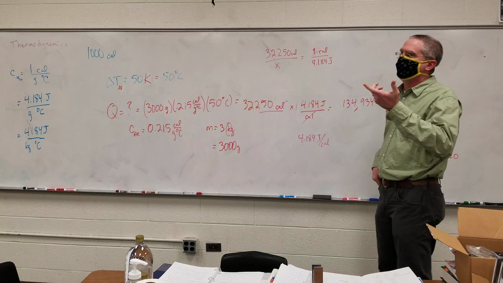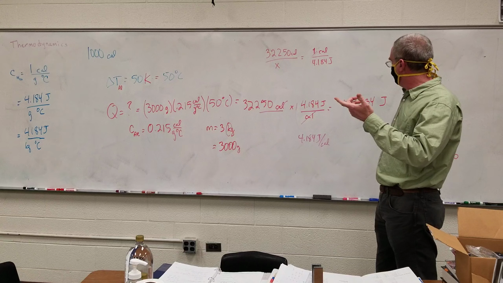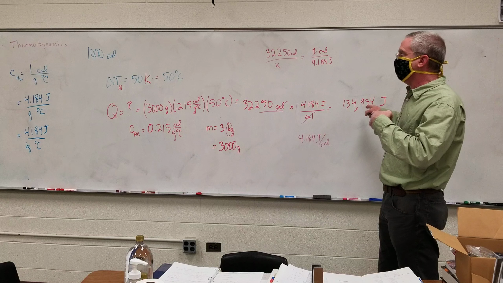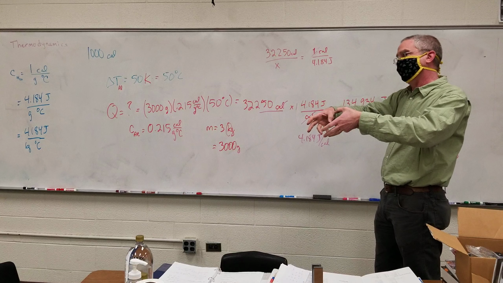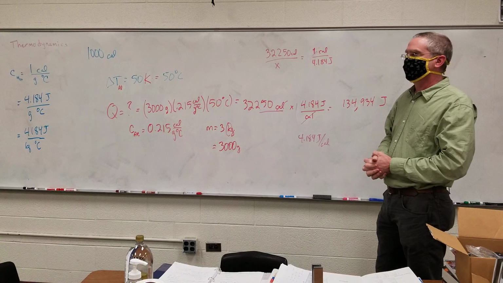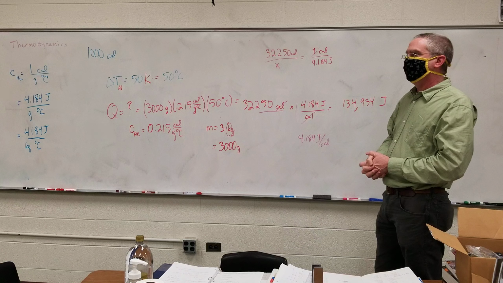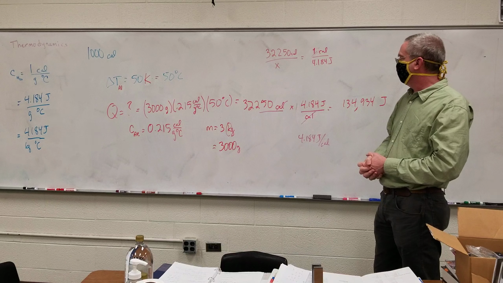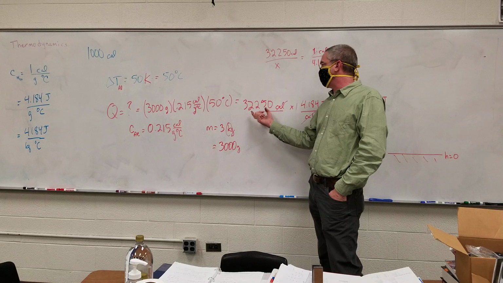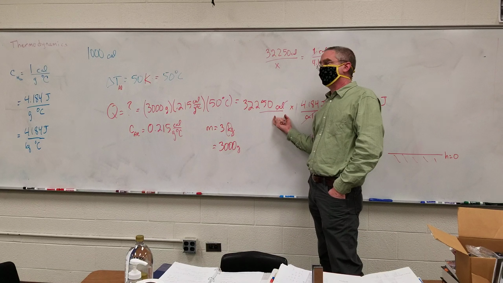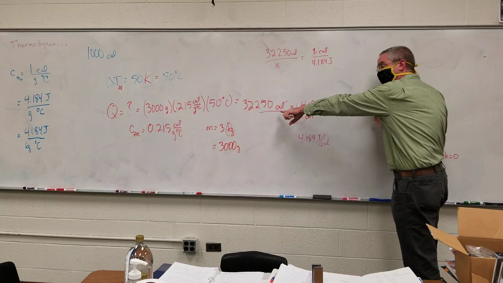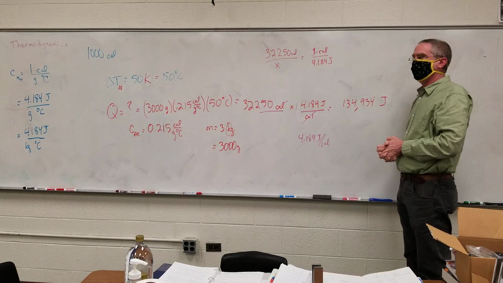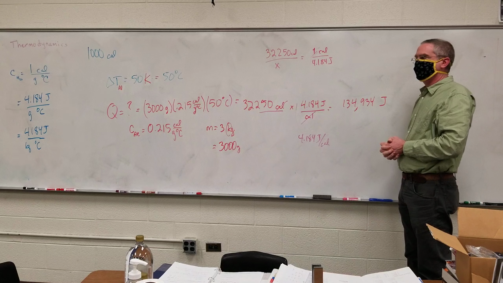Is the 134,000 number the heat of the aluminum? That is the amount of heat that got transferred into the aluminum, in joules. So is the 32,000 number the heat lost and gained? That is the amount of energy or the heat in calories. It's the same thing except different units. It was just conversion for us.